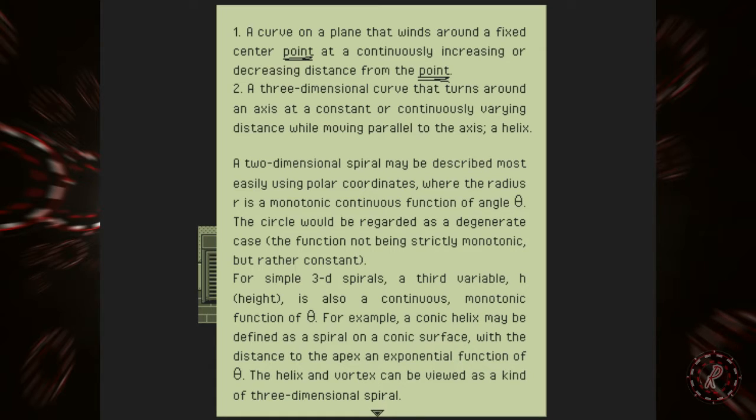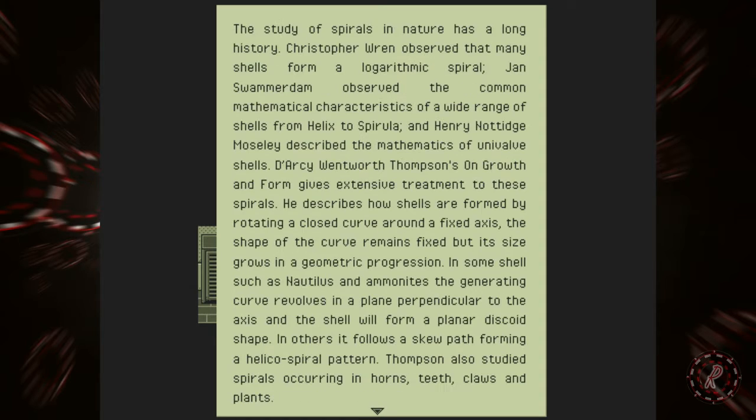A curve on a plane that winds around a fixed center point at a continuously increasing distance from the point. A three-dimensional curve that turns around an axis at a constant or varying distance while moving parallel to the axis, helix. A two-dimensional spiral may be described most easily using polar coordinates, where the radius r is a monotonic continuous function of angle... I have no idea. The circle will be regarded as a degenerate case, the function not being strictly monotonic, but rather constant. For simple 3D spirals, a third variable, h, height, is also a continuous monotonic function, for something that looks like an egg that's been cut in half. For example, math is not my strong suit, guys. A conic helix may be defined as a spiral on a conic surface with the distance to the apex an exponential function of the half an egg. The helix and vortex can be viewed as a kind of three-dimensional spiral.